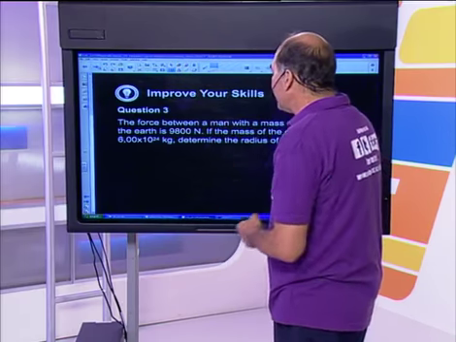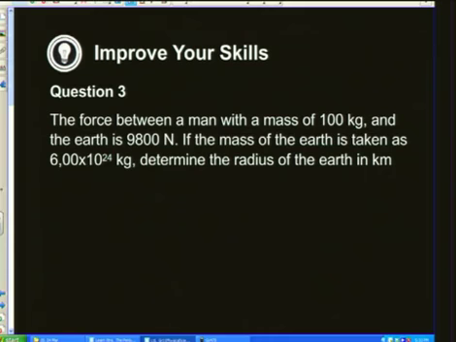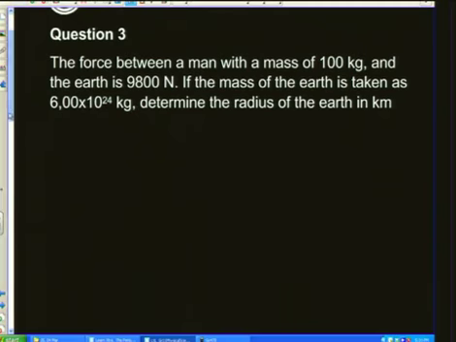Okay, let's go to the next one, which requires a little bit more thinking, and we're going to have to play with it a little bit and understand the physics. So let's go to that, and let's see exactly where we are. So it tells us now the force between a man with a mass of 100 kilograms and the Earth is 9,800 newtons. If the mass of the Earth is taken as 6 times 10 to the 24, determine the radius of the Earth in kilometers.